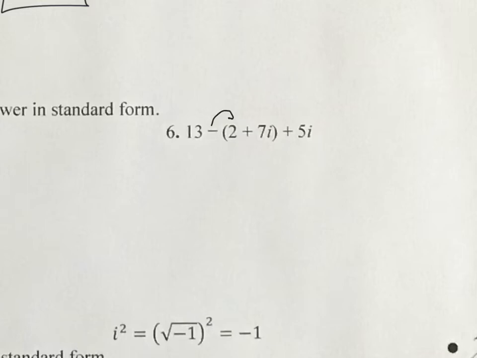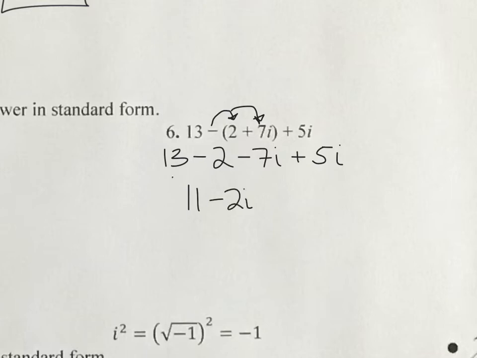You got to make sure that you distribute the negative, because if you don't, typically people get the answer wrong. You got to make sure the negative applies to each number, and it's good to do that ahead of schedule. So we have 13 minus 2 minus 7i plus 5i. Now all you have to do is combine the terms. Conveniently, they're already next to each other. 13 minus 2, that's going to give us an 11. Negative 7i plus a 5i, that is a minus 2i. And there you go.